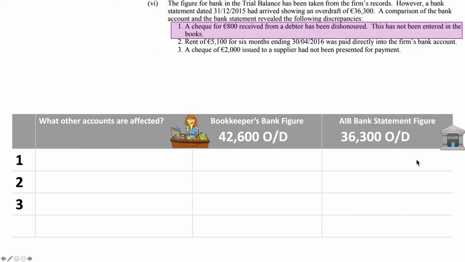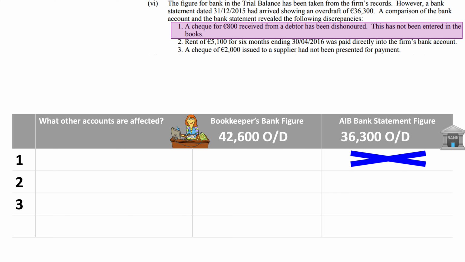Who knew about it? AIB Bank knew about it. It just wasn't entered into the bookkeeper's books. So AIB knows that the cheque has been dishonoured because they're the people that will be dishonouring the cheque, or the other person's bank will tell AIB that it's been dishonoured, whatever.